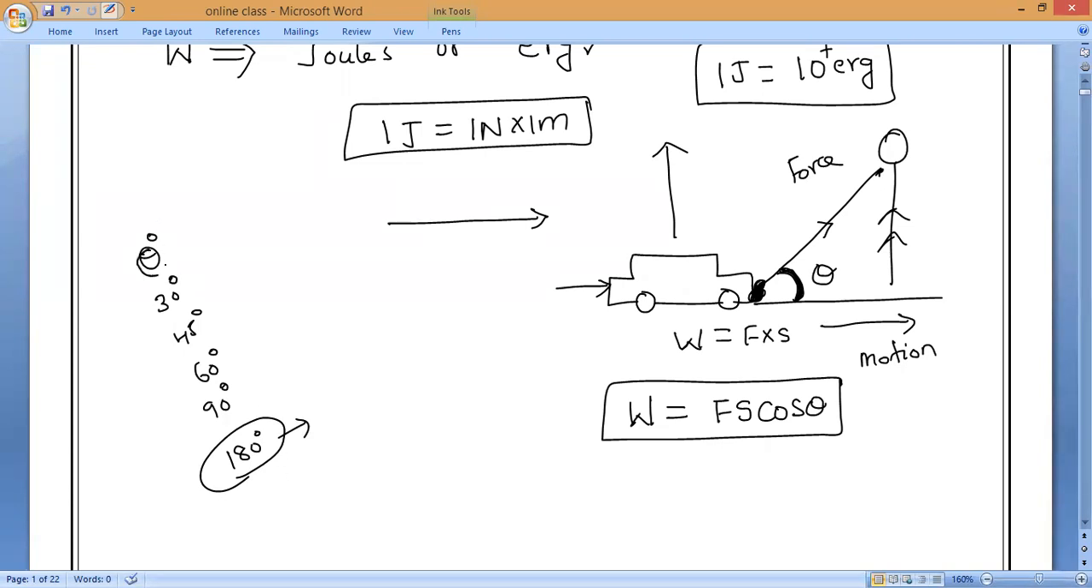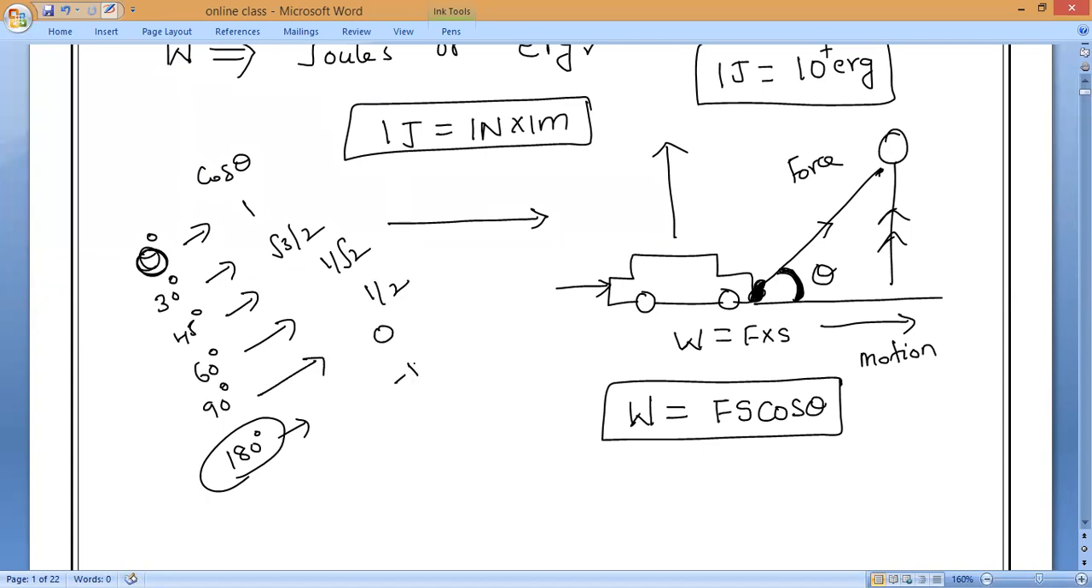So what is cos theta when theta is 0 degrees? All of you. One. For 30 degrees, root 3 by 2. For 45 degrees, 1 by root 2. For 60 degrees, how much? 1 by 2. And for 90 degrees, 0, and for 180 degrees, minus 1.